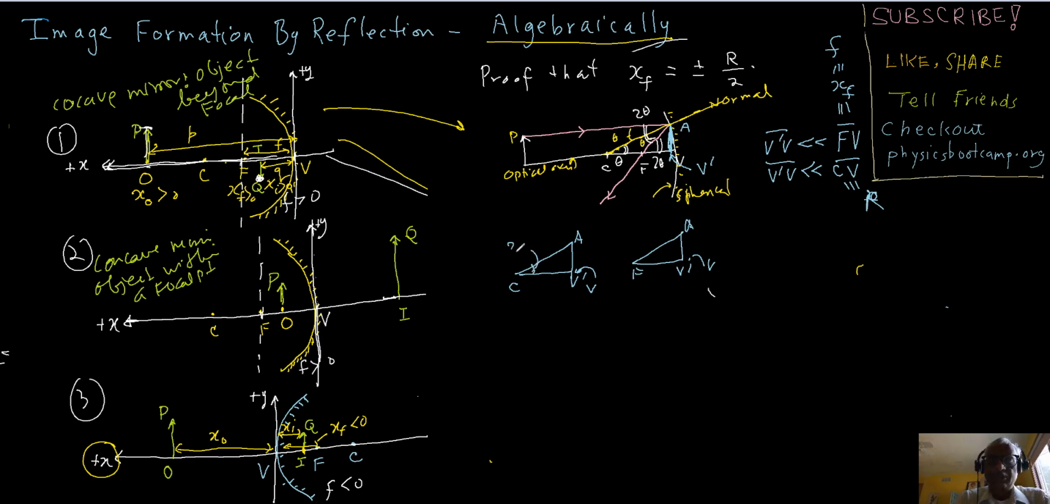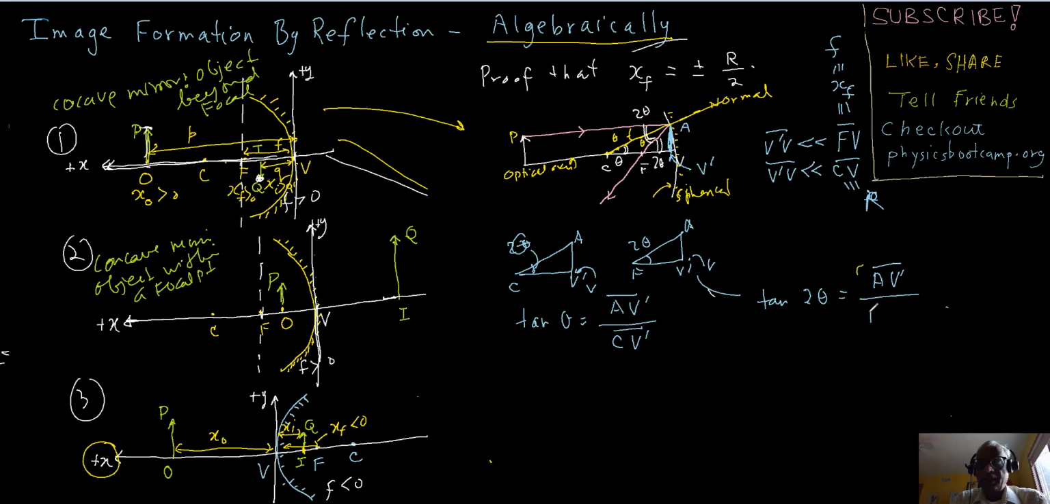This is 2 theta, and this is theta, and this is 2 theta. So you can see tangent theta equals AV prime, this distance, over CV prime, and over here tangent 2 theta is AV prime over FV prime.